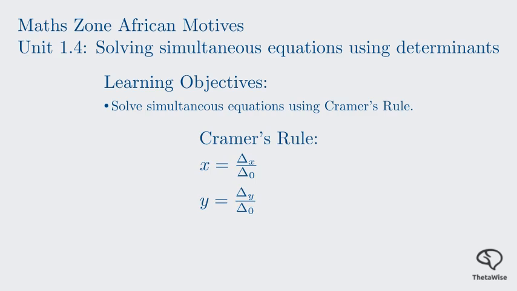An important thing to note is that this rule only works when the number of variables equals the number of equations. For example, two equations with two variables. Before we jump into an example, let's understand the process step by step. This is crucial for applying Cramer's rule correctly.